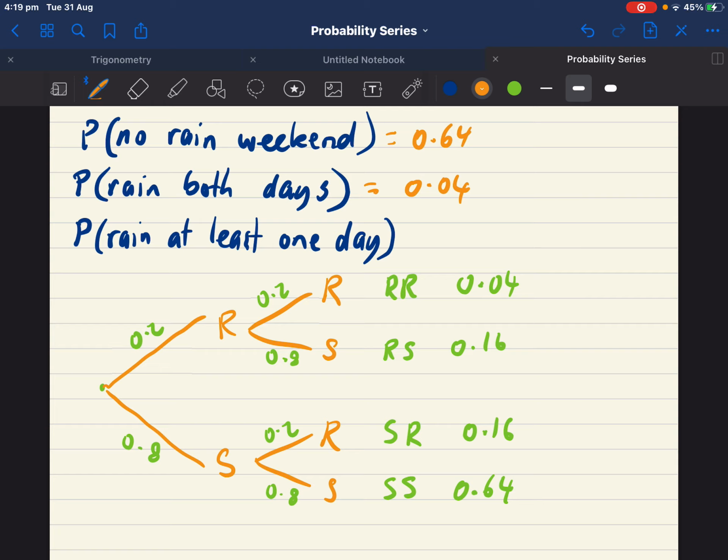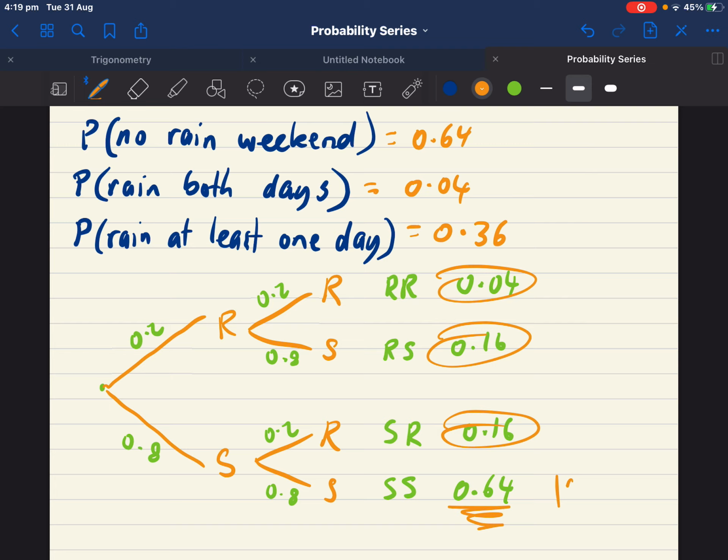And this one here, the probability it rained on at least one day, well, you're going to add up all the probabilities where it rained at least one day. Just add up the ones that included at least one rainy day, and you end up with 0.16 plus 0.16 plus 0.04, which is 0.36. Or, of course, I could have subtracted the odd one out from 1, because probabilities are out of 1. Take it away from 1 and you get the opposite. But anyway, there it is.